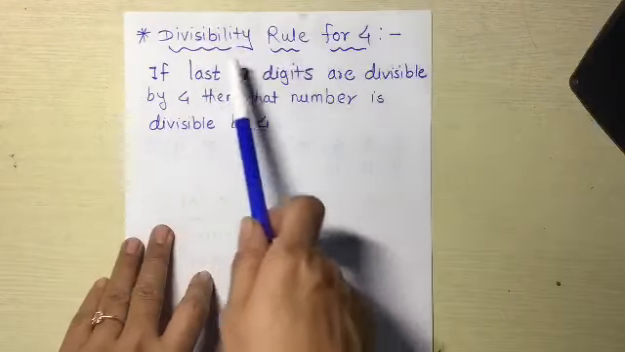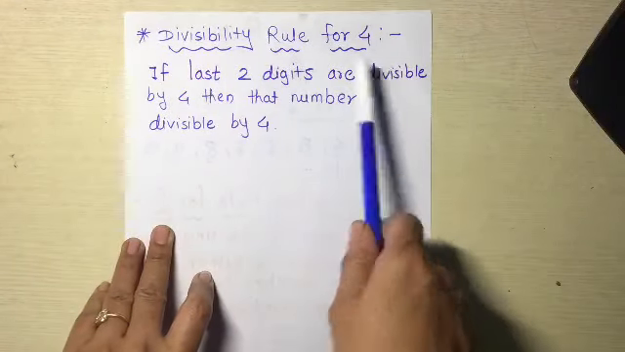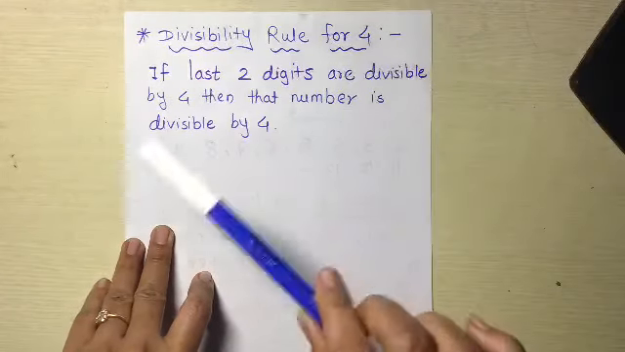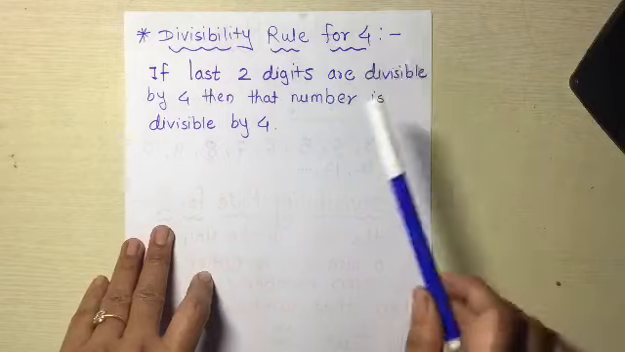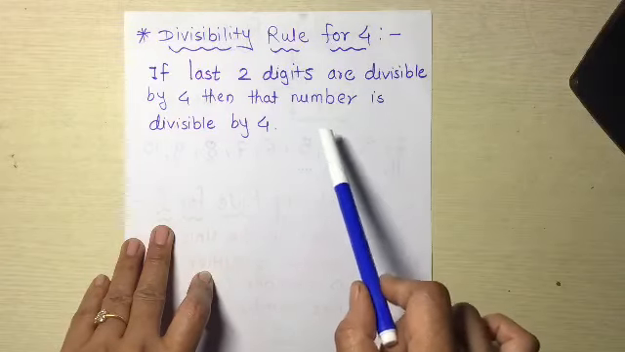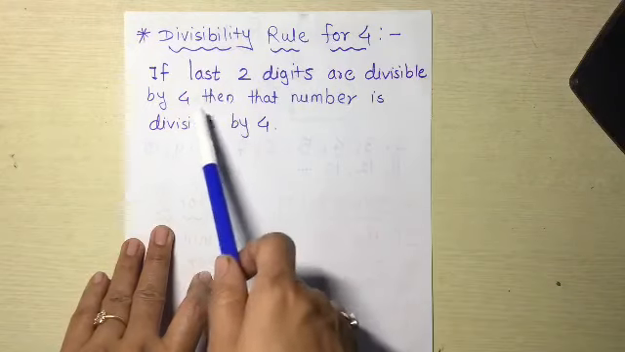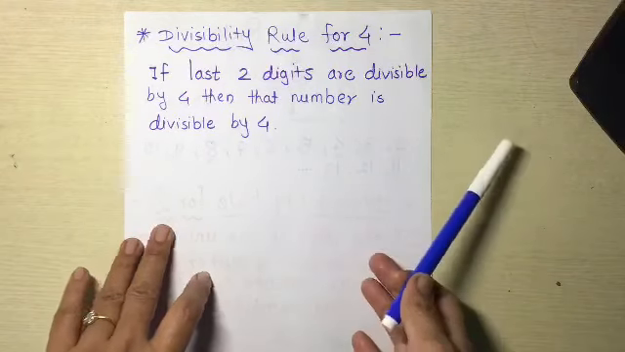After 2, next is divisibility rule for 4. See here, divisibility rule for 2 के लिए हमने क्या देखा था? Last 1 digit. Now for 4 we have to see last 2 digits. Means if the last 2 digits are divisible by 4, then that number is divisible by 4.